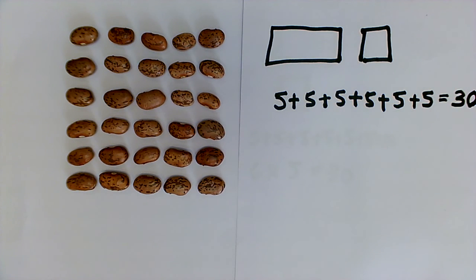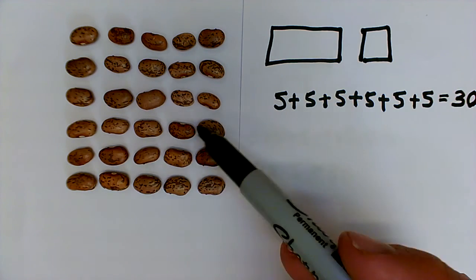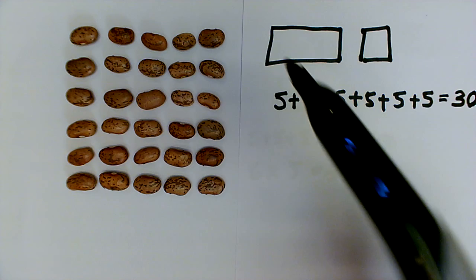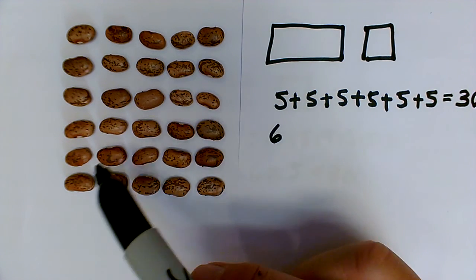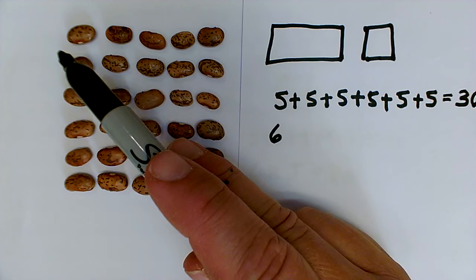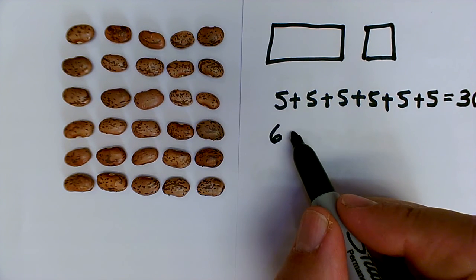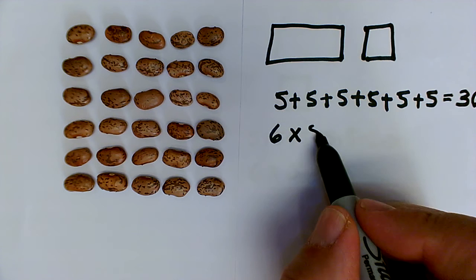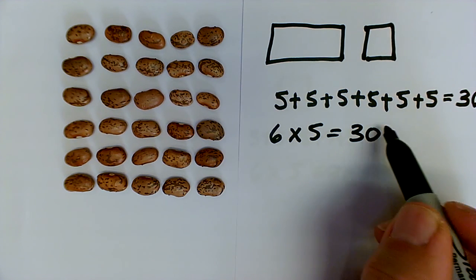The other way of taking a look at this is multiplication. So when we're doing a multiplication sentence when it comes to arrays, we're always going to start with the rows. We had 1, 2, 3, 4, 5, 6. So that would be 6 rows, and then in each column we have 5 columns, 1, 2, 3, 4, 5. So our multiplication sentence would look like 6 times 5. And 6 times 5 is 30.